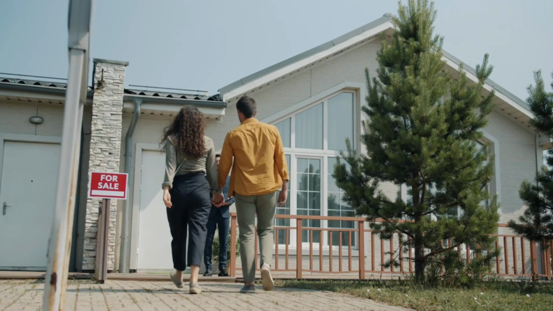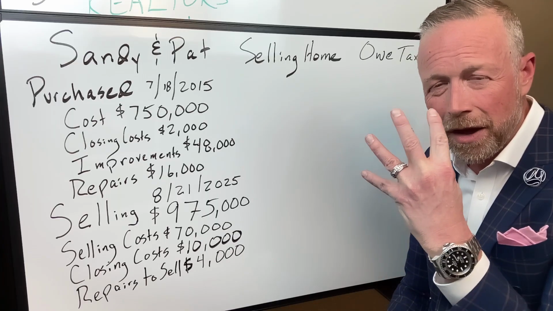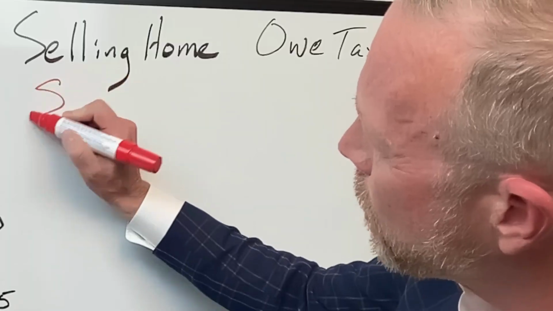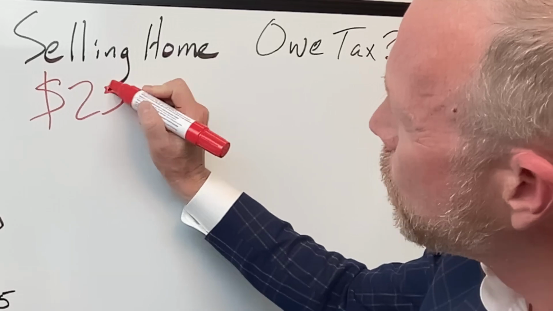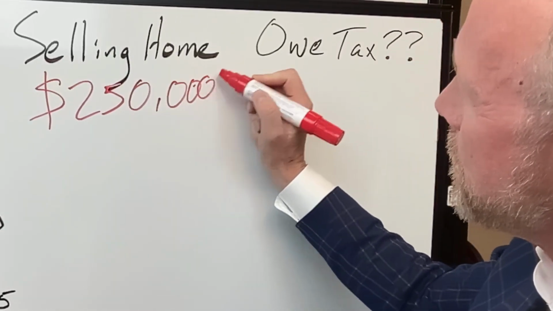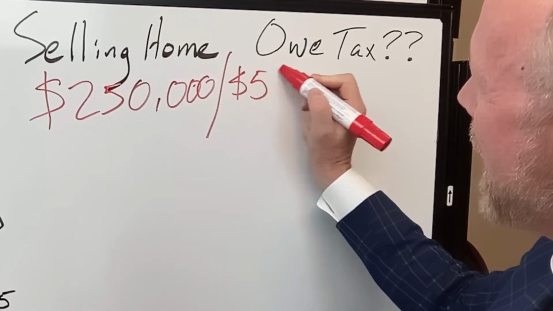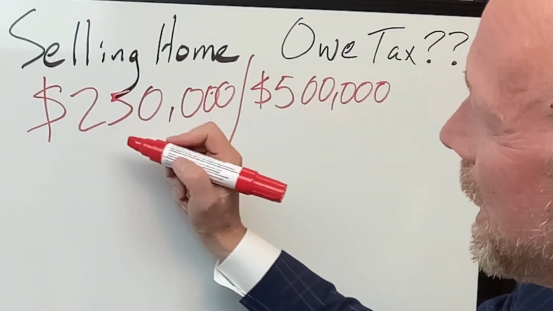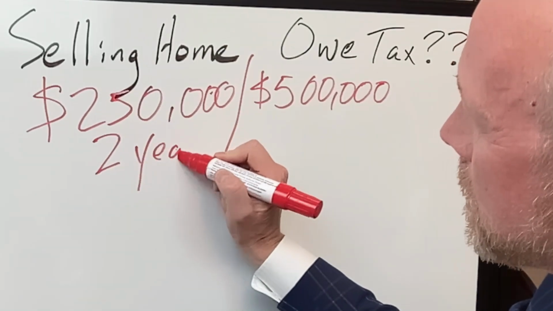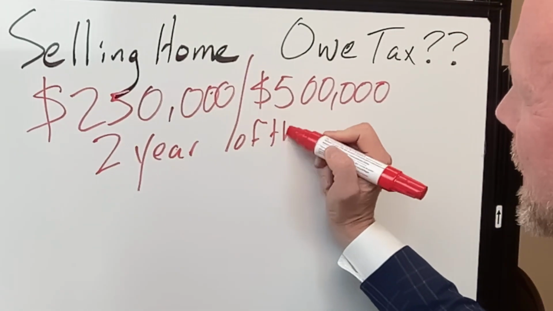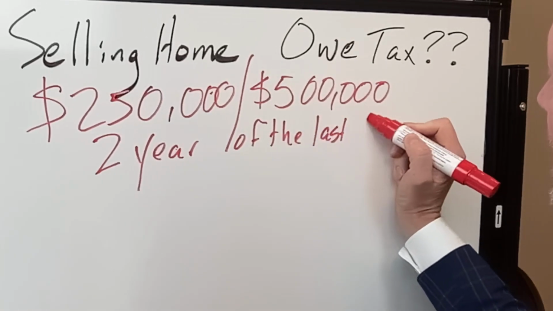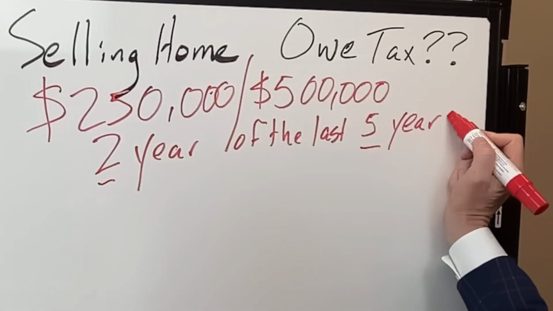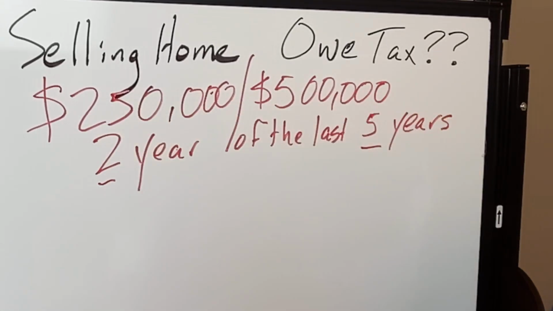You want to remember four different things, and I think it's going to be really easy for you to remember. The first two are dollar amounts. When we're talking about selling a home, you need to remember $250,000 and $500,000. The other two things I just need you to remember are 2 years of the last 5 years. So what are you remembering? 2 and 5. 250 and 500,000.